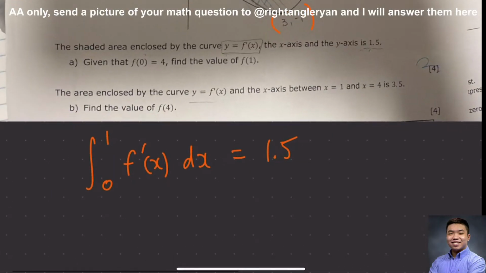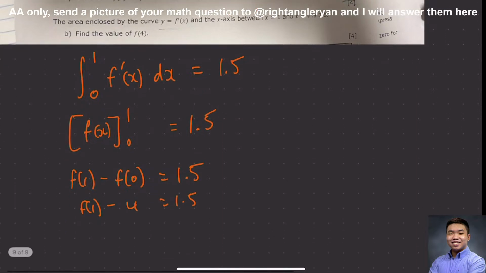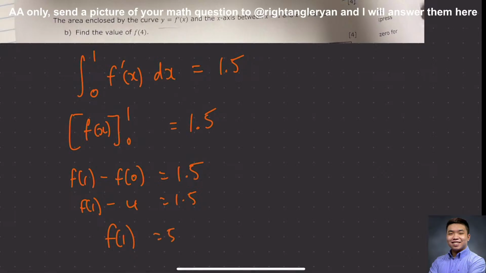Okay, what does this mean? If we integrate f prime, we'll get f(x), right? So we'll get f(x) from 0 to 1 is equal to 1.5. Therefore, if we sub it in, f(1) minus f(0), we should get 1.5. They tell us f(0) is 4, so that means f(1) minus 4 is 1.5, so f(1) is 5.5, okay?